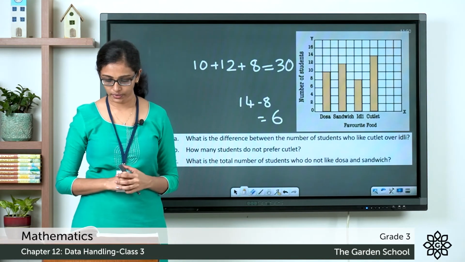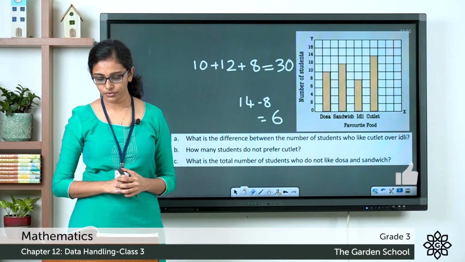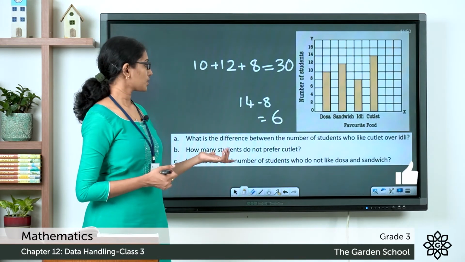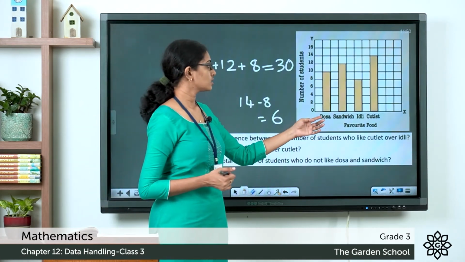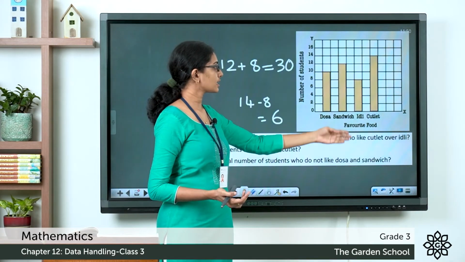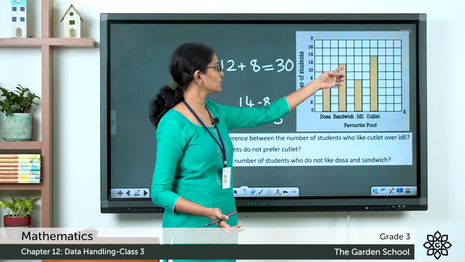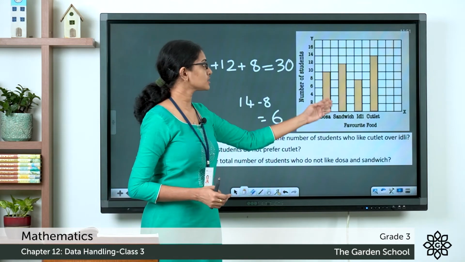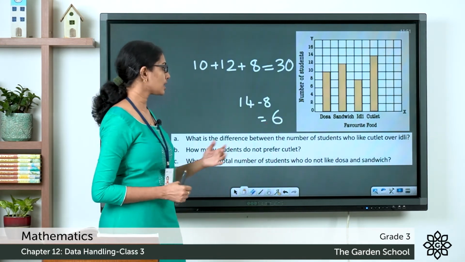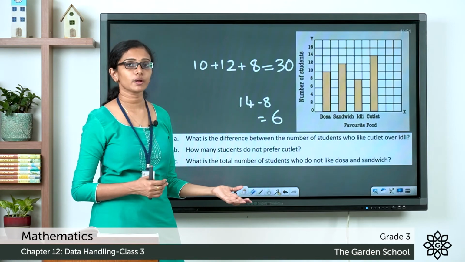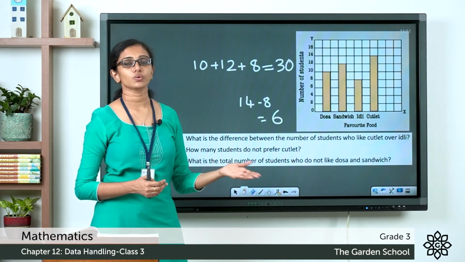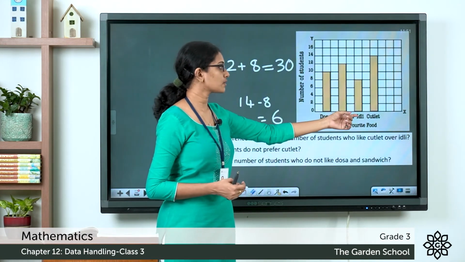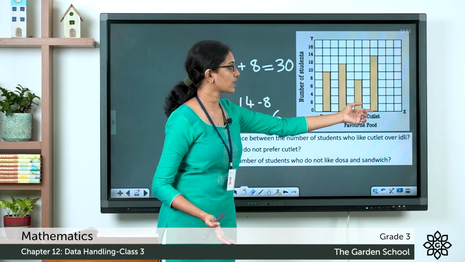Now let's see the next question. What is the total number of students who do not like dosa and sandwich? So what is the number of students who like dosa? The number of students who like dosa is 10 and number of students who like sandwich is equal to 12. So the total number of students who like dosa and sandwich will be the sum of these two. Now here you are asked to find out the total number of students who do not like dosa and sandwich. That would be the sum of the other two, the number of students who like idli and the number of students who like cutlet.